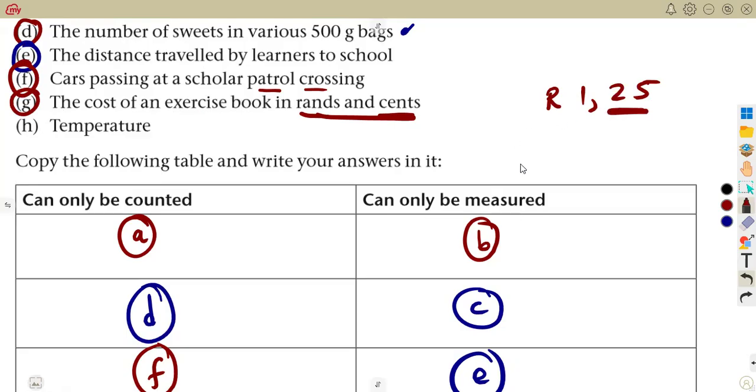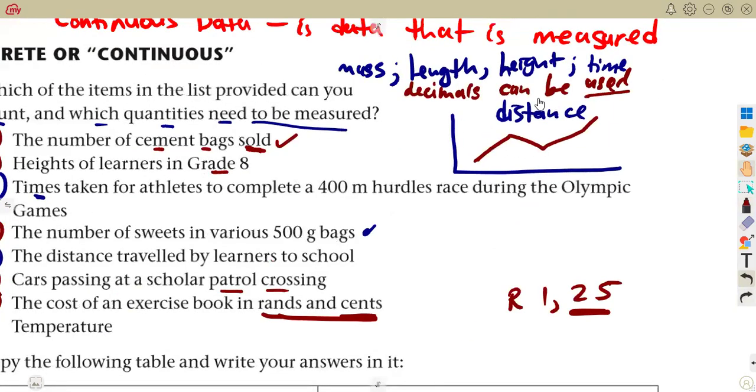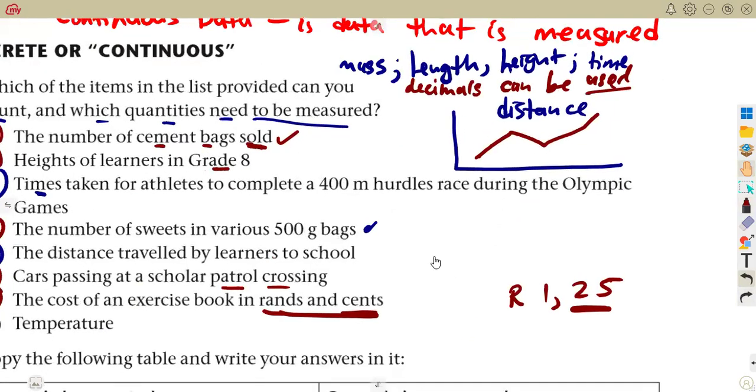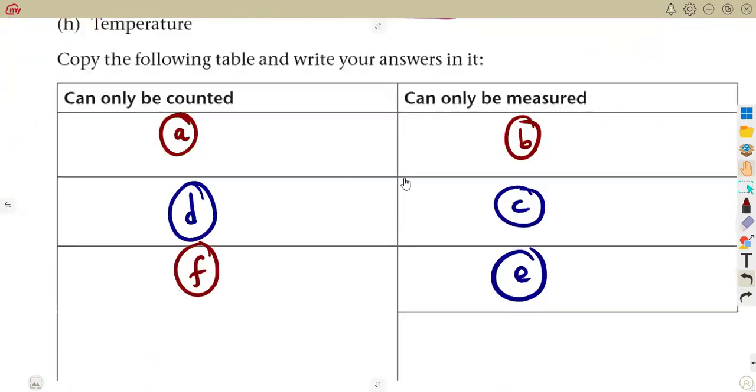Decimals, that's being measured. Remember, under measurement, we say decimals can be there also. Decimals can be used. So that is what? H. So H can be measured.